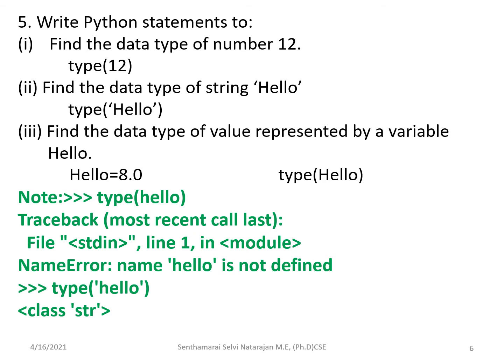Okay. If you are giving this as type of hello, instead of assigning hello 8.0 or any value to this variable, it will be specifying the name error: hello is not defined. So when you are giving this type of hello, it specifies the class as a string, and when you are specifying like this, it leads to error.